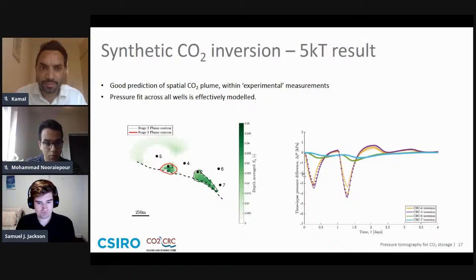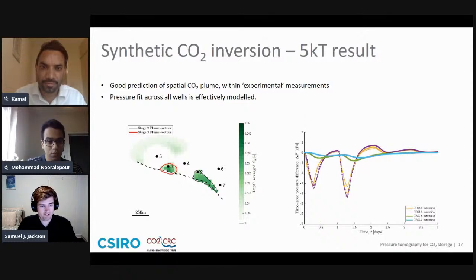And that has resulted in a fit to the pressure response on the right here. And you see it's a really good match for that pressure signal. And that reduction in pressure is due solely to this CO2 that's in place around CRC3. So this was after 5,000 tons of injection at CRC3 of CO2.